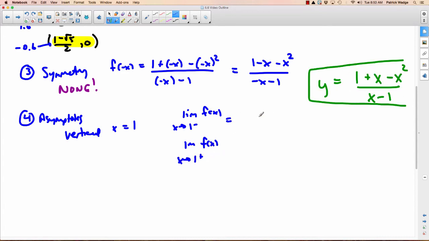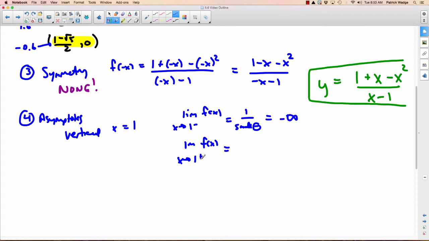So here's our function right here. I can actually plug 1 into the top. So I get 1 plus 1 is 2, minus 1 squared is 1, so 2 minus 1 is 1. I just end up with 1 on the top here. On the bottom, a number just a little bit smaller than 1, 0.9999, take away 1, you end up with a very small negative here, which means you're going to end up with negative infinity.